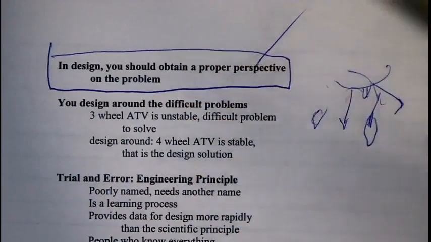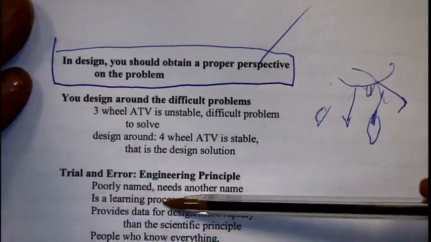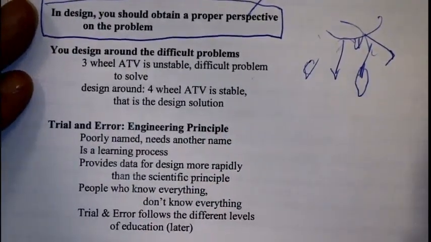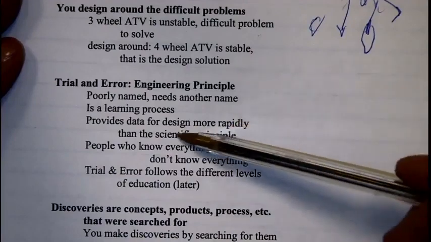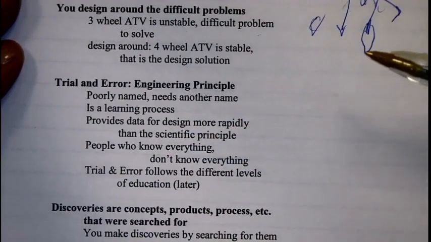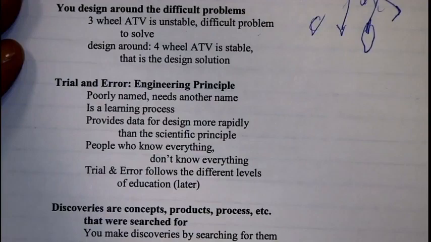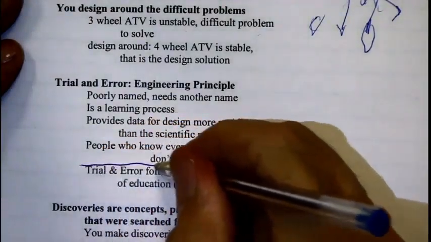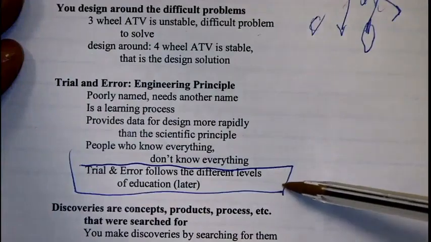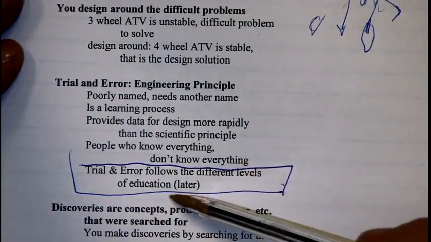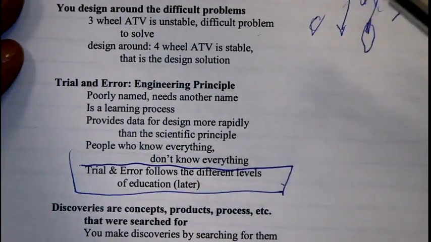You don't make a hypothesis. You're just sort of guessing. And it's a learning process. And quite frankly, I think it's much more rapid than the scientific principle idea. And as we will get to later, trial and error will follow the different levels of education, which I'll talk about a little later.